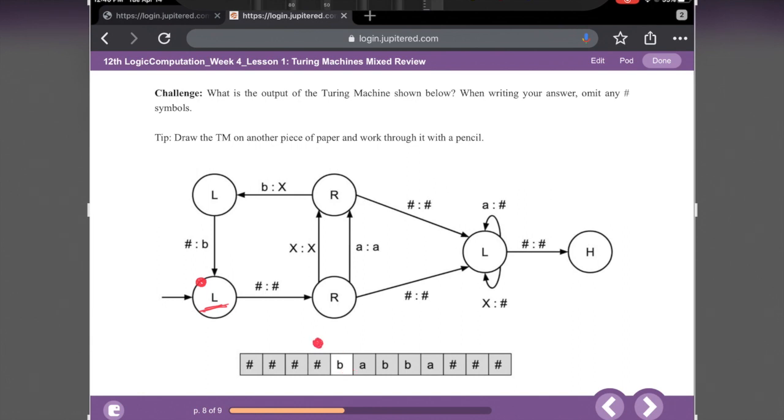Okay, and then after going left, now we're here, and we read a pound sign, and now we can follow the state transition, and then we land here, which tells us immediately to go to the right again. Okay, so now we read a B. These two, or actually three state transitions don't have an option for that, so we can't follow any of them. Instead, we're just going to go to the right.